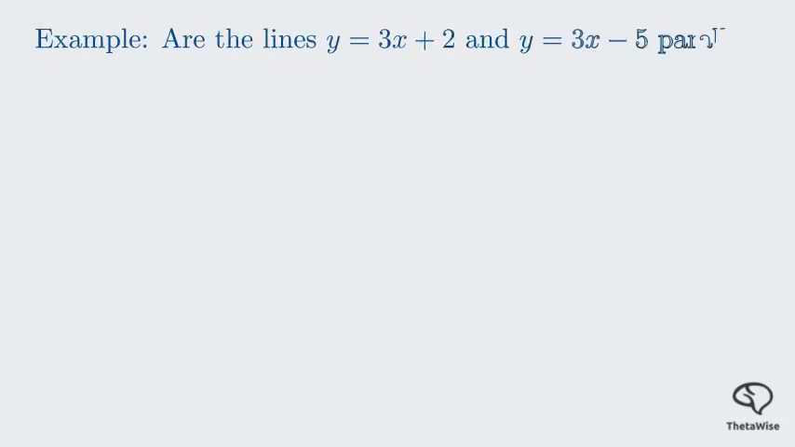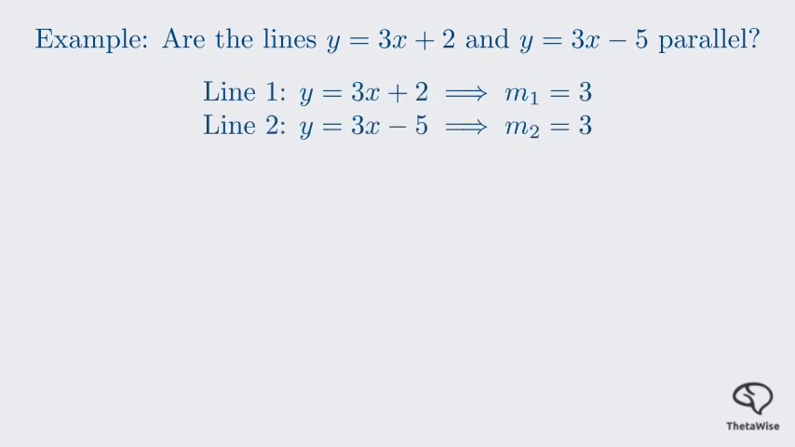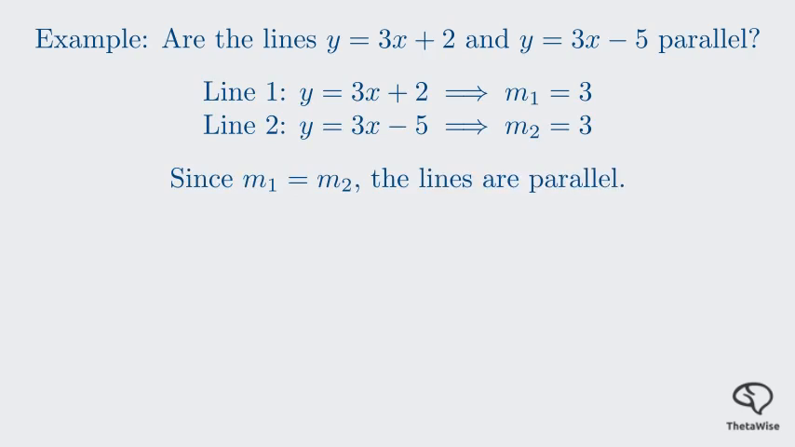Let's work through an example. Are the lines y equals 3x plus 2 and y equals 3x minus 5 parallel? To answer this, we need to find the slope of each line. Both equations are in slope-intercept form, y equals mx plus b, where m is the slope. For the first line, y equals 3x plus 2, the slope is 3. For the second line, y equals 3x minus 5, the slope is also 3. Since the slopes are equal, m1 equals m2, the lines are indeed parallel. It's as simple as that.